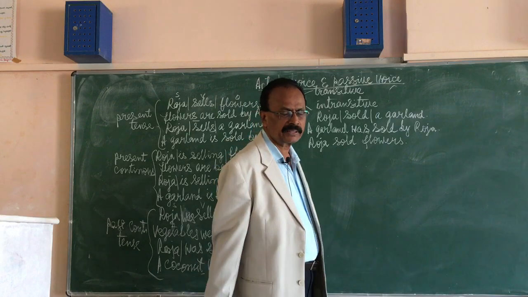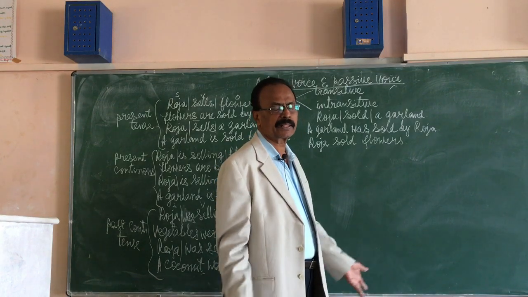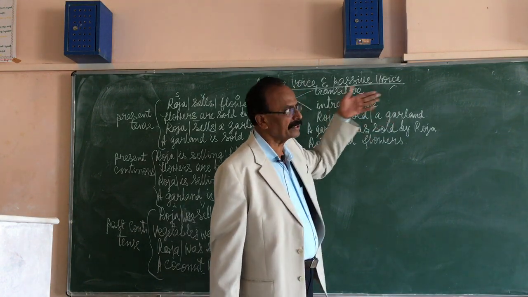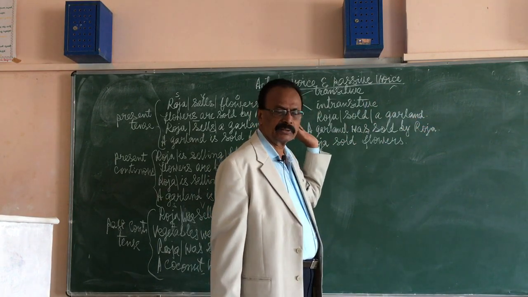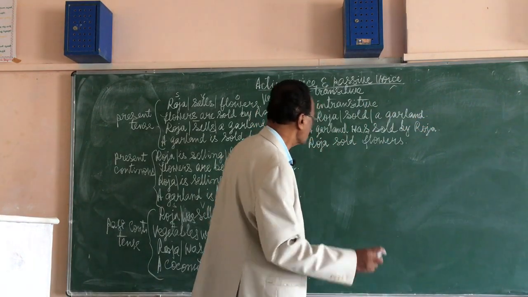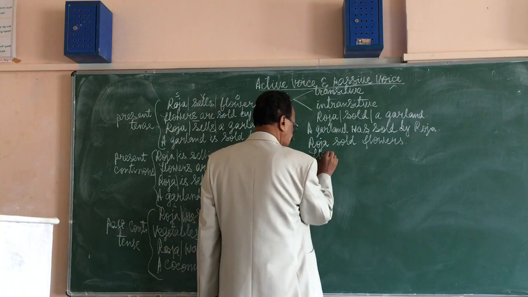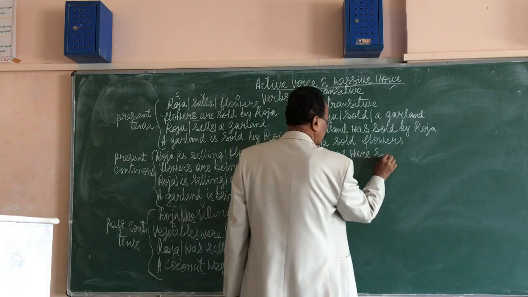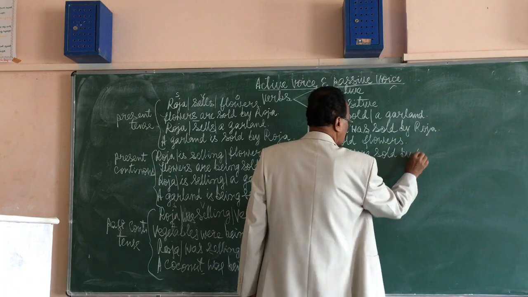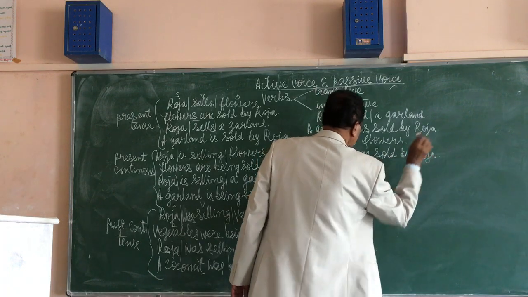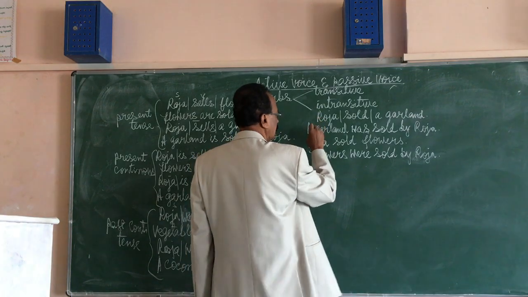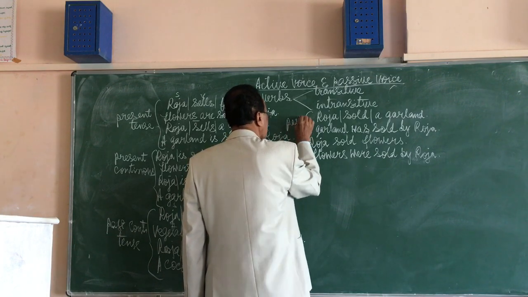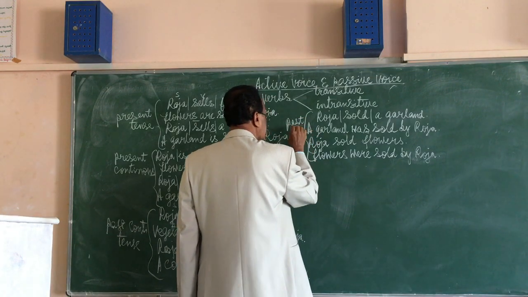Early in the morning, for example, it is an adverbial. Once upon a time, it is an adverbial. If such adverbials are there, you can bring them either to the end of the sentence or to the beginning of the sentence. So here, Roja sold flowers. And flowers is plural, so sold becomes were sold by Rohita. Flowers were sold by Rohita. And these four sentences are past tense sentences.